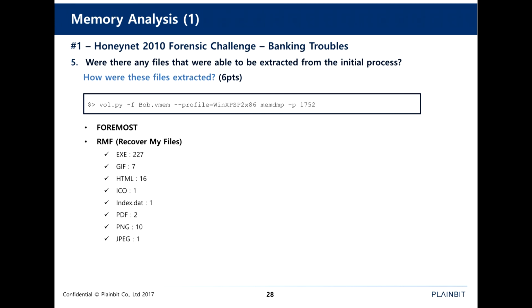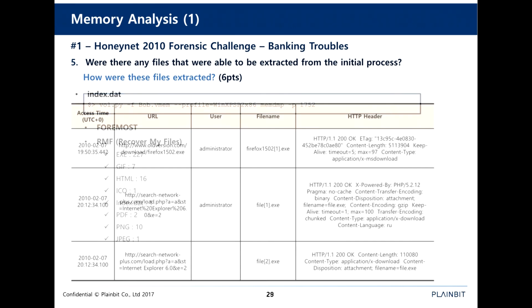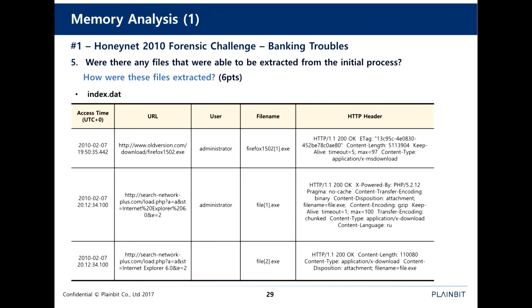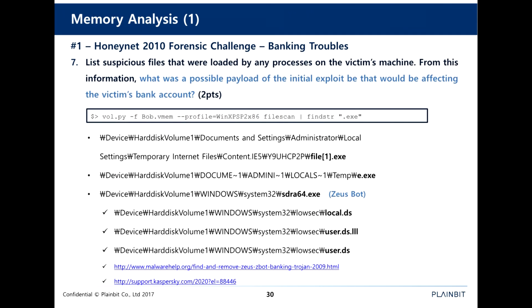When looking at the carved files, several files can be seen, but there is also an index.dat file. This file is an Internet web history file. If you analyze it further, you can see the results on the next page of the lecture materials. The analyzed results show URLs that are similar or identical to those found in the process memory area. I will finish this lecture with this problem.